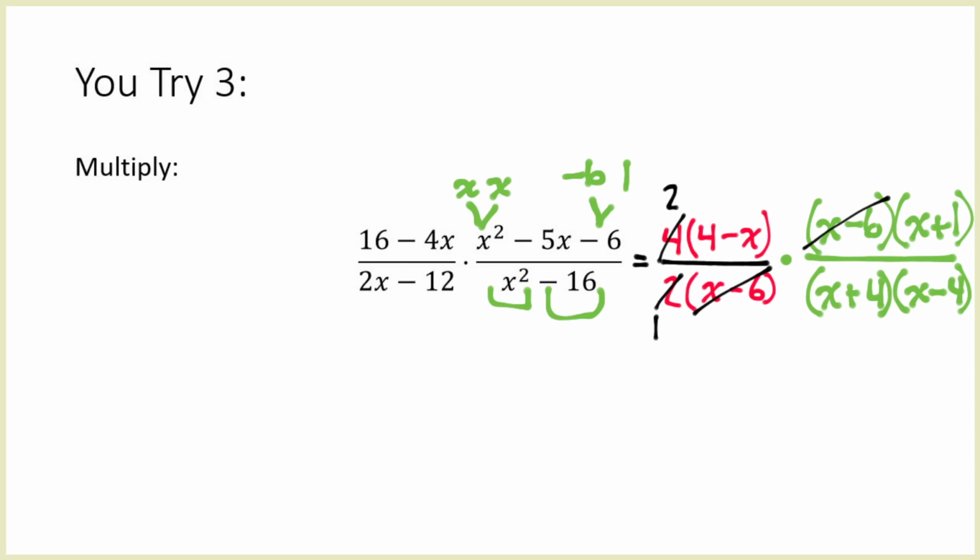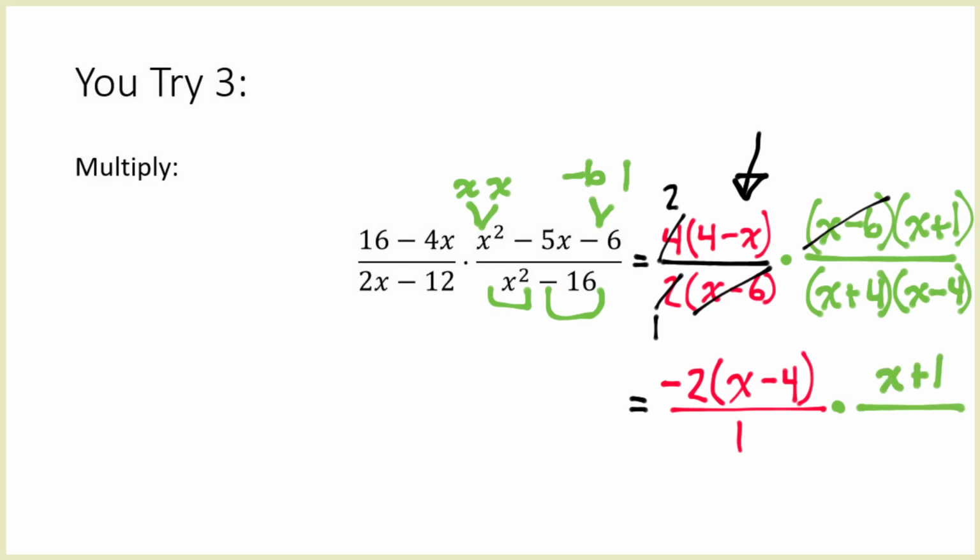And you might think that that's it, but what if I factor out a negative 1 out of this guy right here? So I'm going to do that. So once again, this will be a negative 2 now, since I'm factoring out a negative. That x will become positive, so that'll be a positive x, and that 4 on the inside will become negative. This will just be over 1 since we canceled everything on the bottom. This will be times x plus 1 on the top, x plus 4, x minus 4 on the bottom.